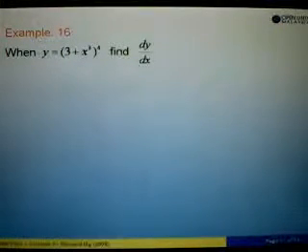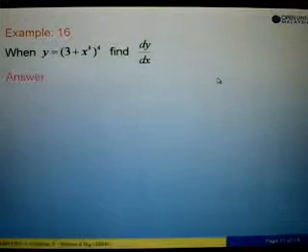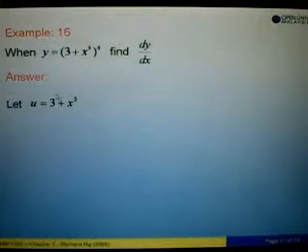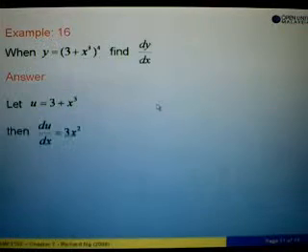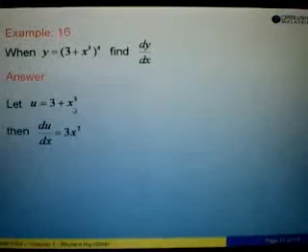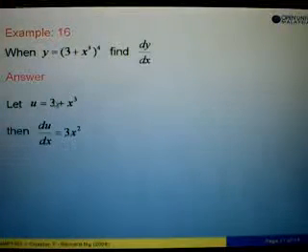Now let's look at example 16. When we are given y equals 3 plus x to the power 3, bracket to the power 4, we are asked to find dy dx. So first step is we take u to represent the bracket, which is 3 plus x to the power 3. So from here, du compared with x, so you just look at x. This one doesn't have x, it is a constant. Actually the answer is 0.